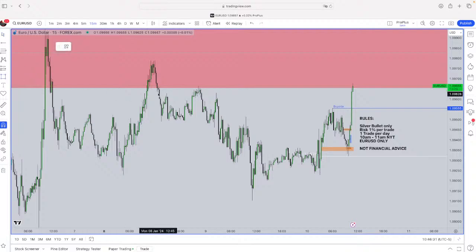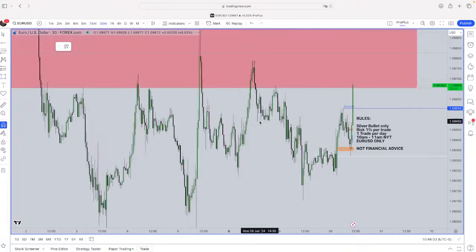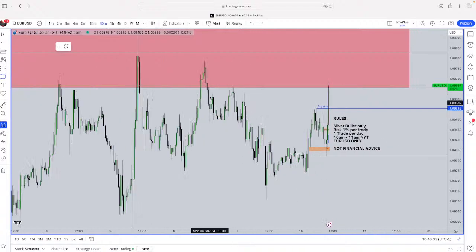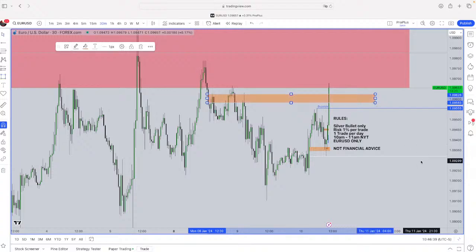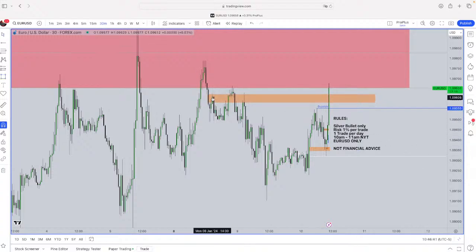So just keep an eye on this. I would say here, let's go look on the 30. Potentially wants to pull back into this. So price has been respecting this. If it does pull back lower and this acts as support, then we could be looking for it to retrend higher.